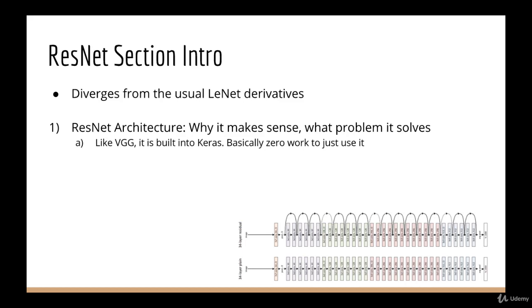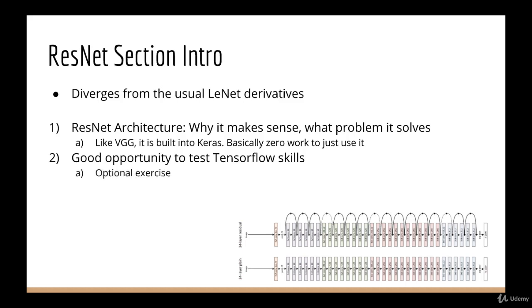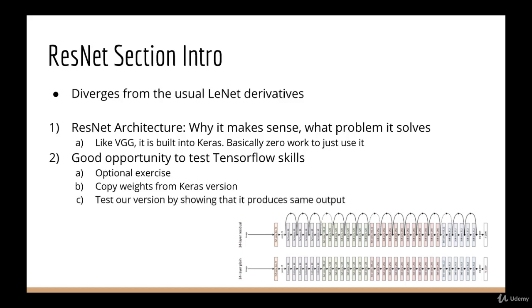Like the VGG, ResNet is also built into Keras, so there's nothing you really need to do if you just want to use it. However, I thought this was a great opportunity to exercise our TensorFlow skills, and so as an optional exercise, we're going to build ResNet in TensorFlow. We'll copy the weights over from Keras, since Keras makes it really easy to download pre-trained weights, and we'll prove that our TensorFlow implementation is equivalent by showing that it outputs the same thing as the Keras model.